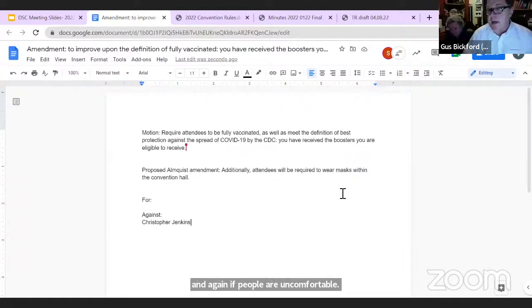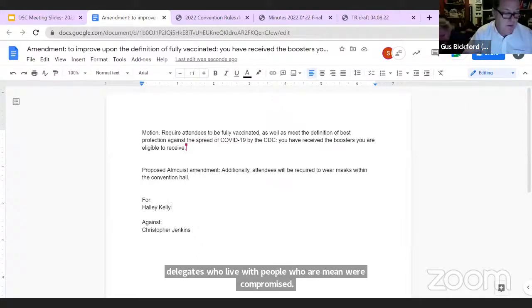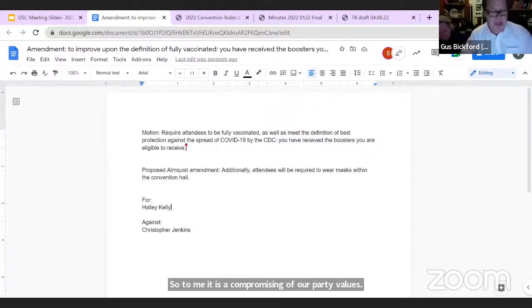Okay, so we've got Haley, are you in favor or against? I'm in favor. The reason why I'm in favor is because we are a party that is supposed to be inclusive. I hear all the time from leadership that we are a Big Tent party. It is time to prove it by making sure that we have a convention that is welcoming and accessible, not just to the people who are able-bodied, but the people who have disabilities, the people who are immunocompromised, and the delegates who live with people who are immunocompromised. So to me, it is a compromising of our party values if we do not have a safe space for people who have disabilities. Thank you, Haley.